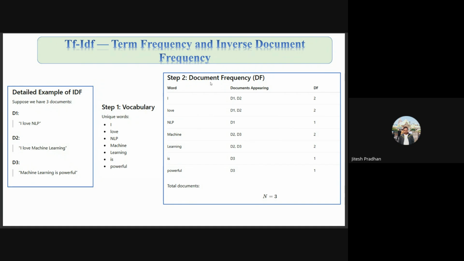Now we have to count the document frequency. We check how many documents I is present in. It is present in 2 documents, so DF will be 2. Love is present in 2 documents, so DF is 2. NLP is present in 1 document only, so DF is 1. Machine is present in 2 documents, so DF is 2. Learning is present in documents 2 and 3, so the frequency is 2. Is is present in only D3, so 1. Powerful is present in only D3, so 1. Total documents, how many do we have? We have 3 documents, so N is 3, and these are the document frequencies.